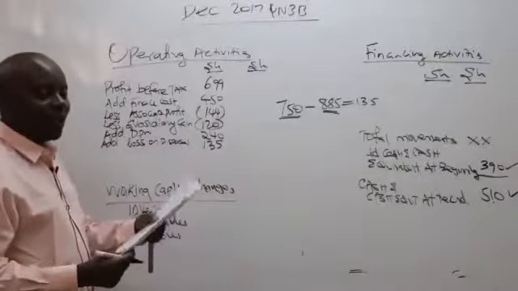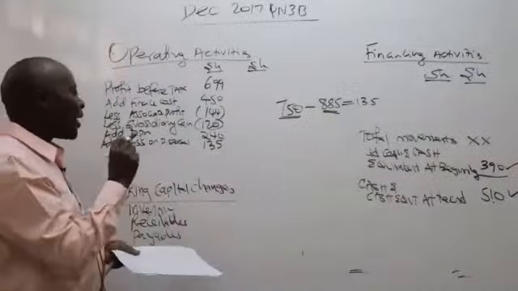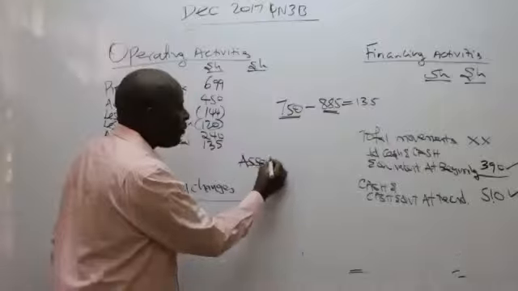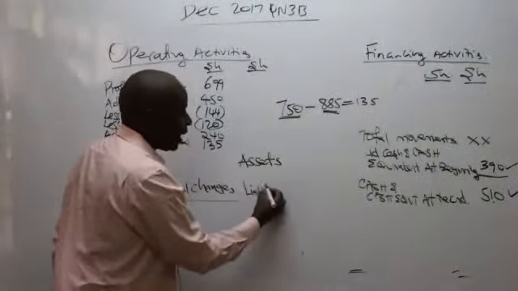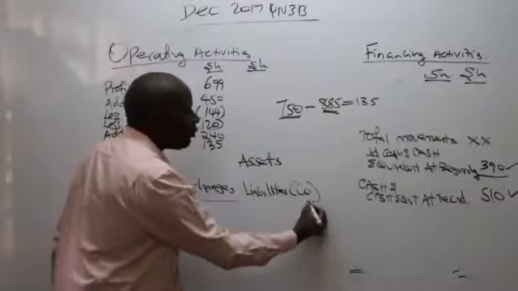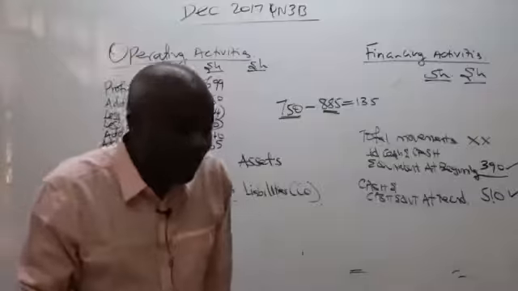Let's start with inventory. This is very easy. What you're supposed to know in the cash flow statement, whenever you are dealing with assets, whenever you are dealing with liabilities, we always use the concept of commanding officer.